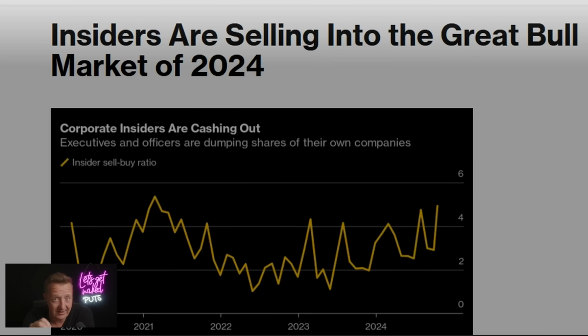To accompany that retail euphoria, 2024 saw some of the highest levels of insider selling that we've seen in a decade. And so, what we had was the scenario where all the euphoria was there by retail investors, while the insiders were recognizing that euphoria and using those higher prices as an opportunity to do some much needed profit taking.